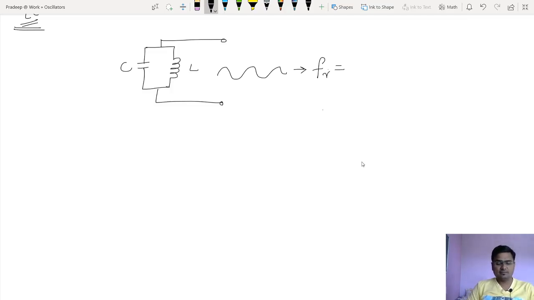You remember that equation? It is 1 divided by 2π under root LC. That's what we had in our last lecture. Okay, let me settle everything. Now see, it is visible.